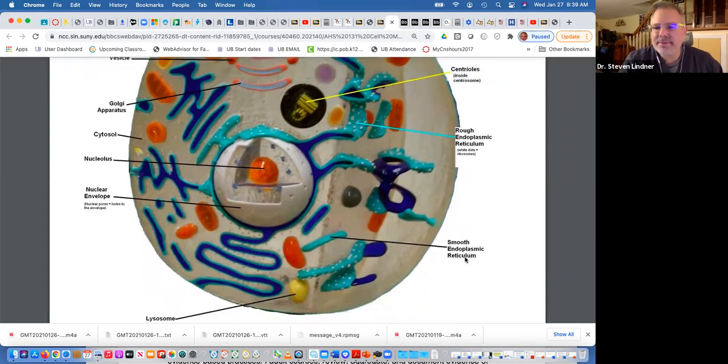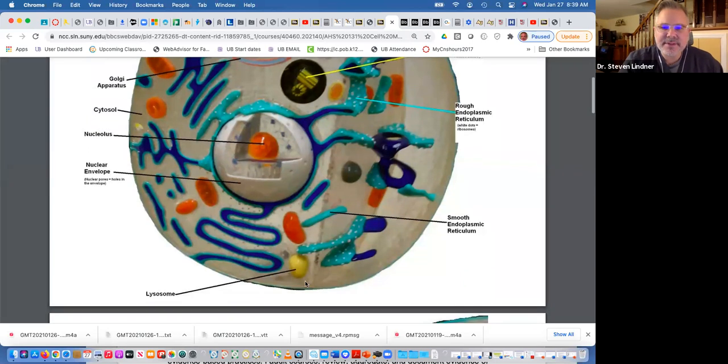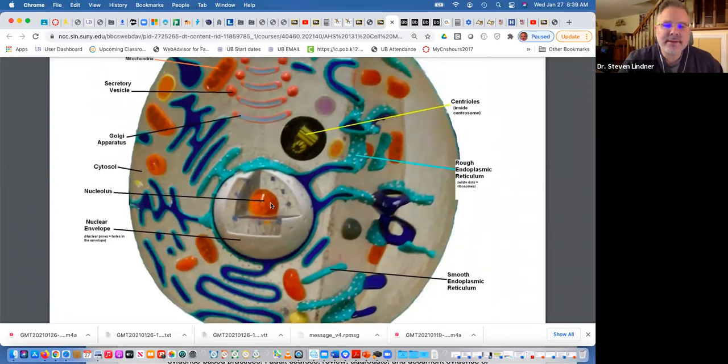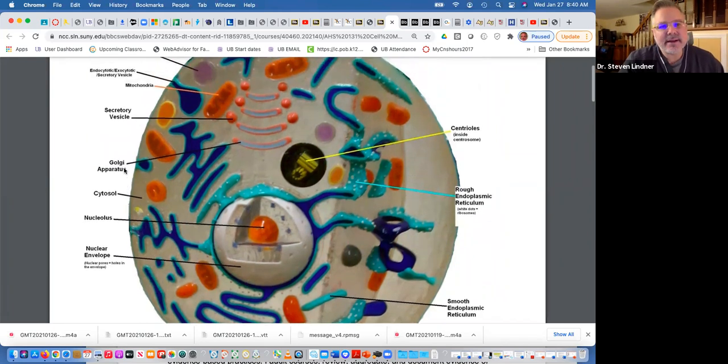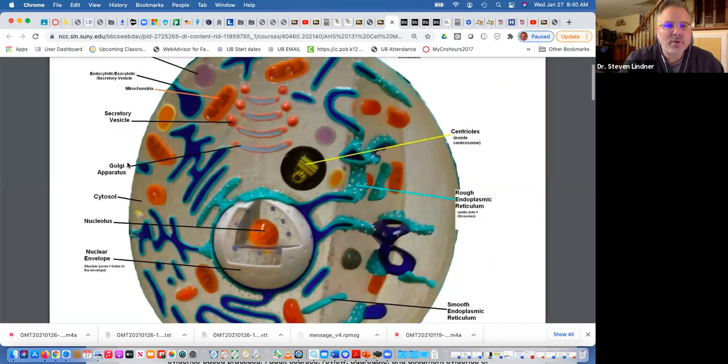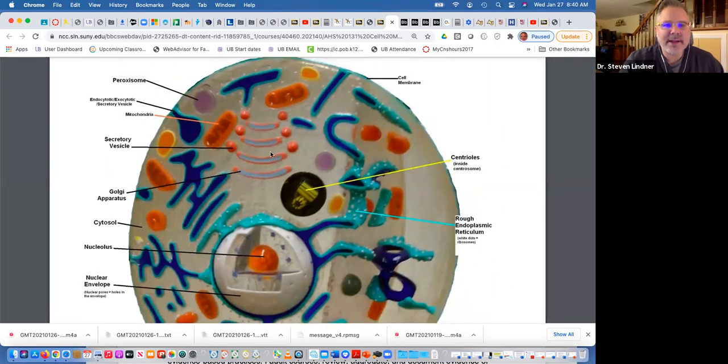At around the 4 o'clock position, you could see it labeled the smooth endoplasmic reticulum. At the 6 o'clock position here, the yellow lysosome. Look at the nucleus, which is the clear translucent section, but way in the center is the nucleolus with the white nuclear envelope, and the holes are the nuclear pores. You could see at the 9 o'clock position, the labeling for the cytosol. The layers of pancakes here are the Golgi apparatus or Golgi complex.